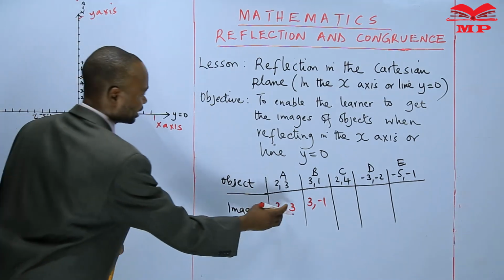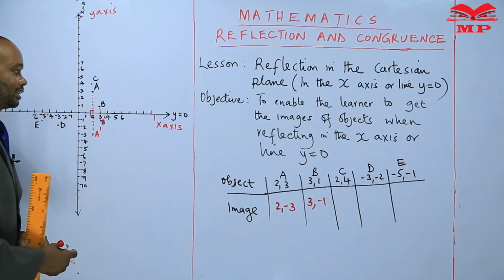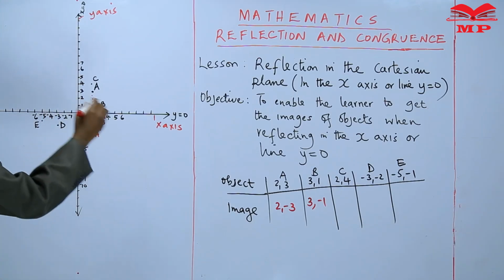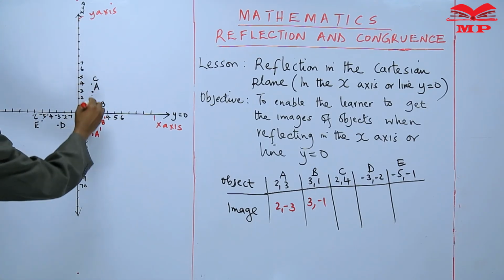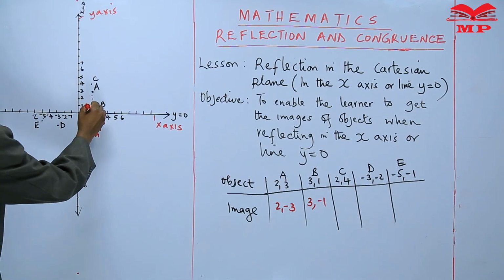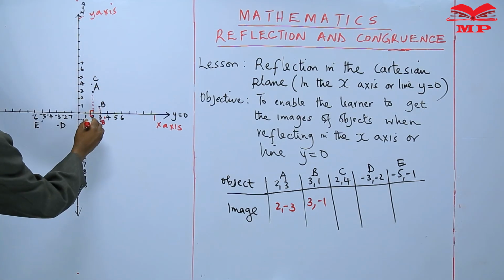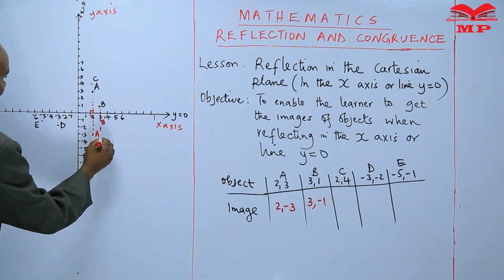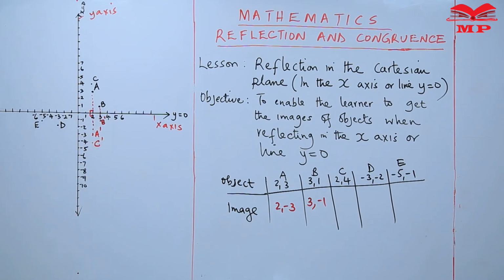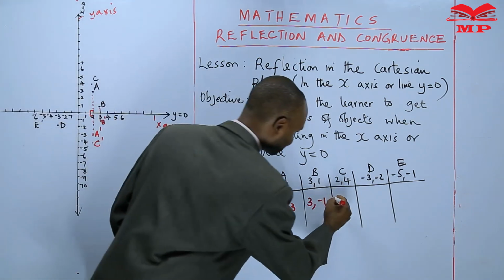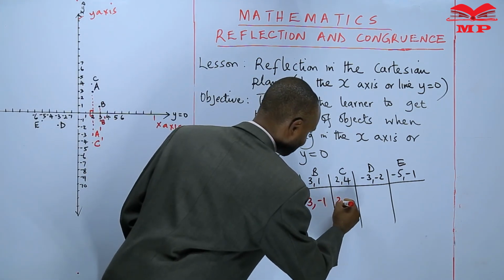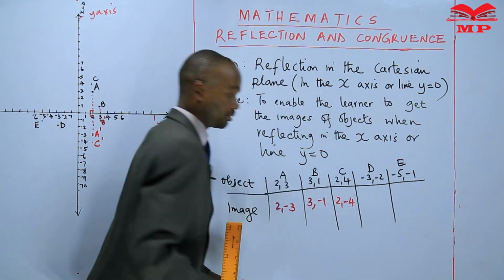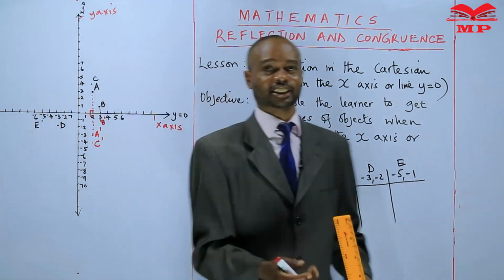Let's look at C. There is something happening there. There is a negative coming there. Let's look at C. We shall conclude with that. C is here. How many units? 1, 2, 3, 4. So actually C is here. It has become 2, -4. At that point, you've realized what is happening.